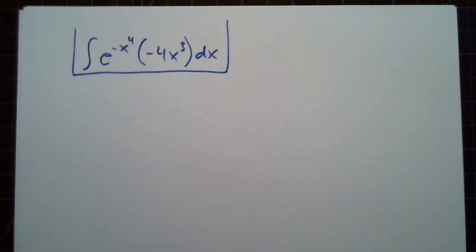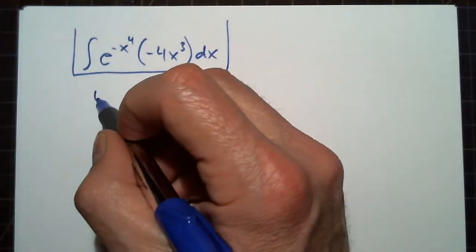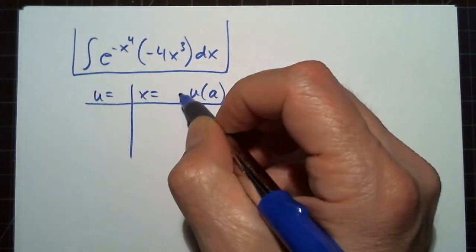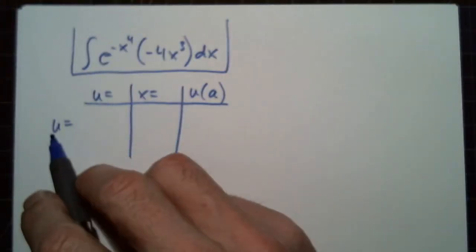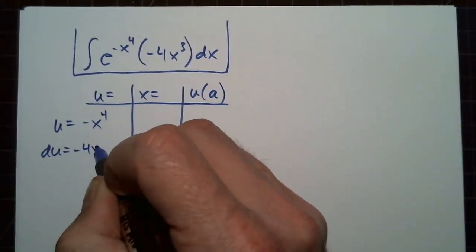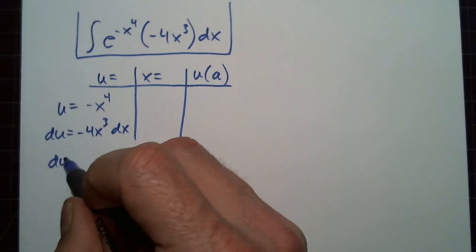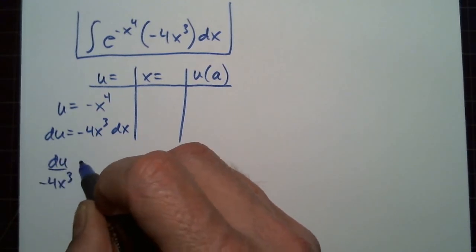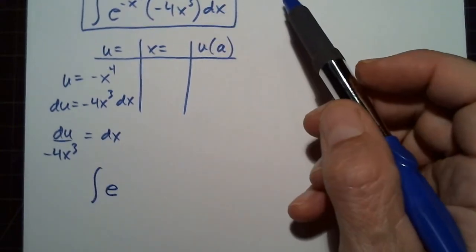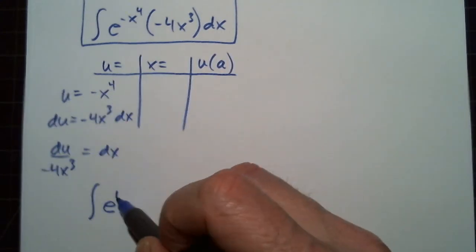Alright, pause the video and try this one. So we don't have to rewrite that. Let's just start with substitution. And we'll let u equal the exponent. Du is -4x cubed dx. Du over -4x cubed equals dx. U replaces -x to the 4th.